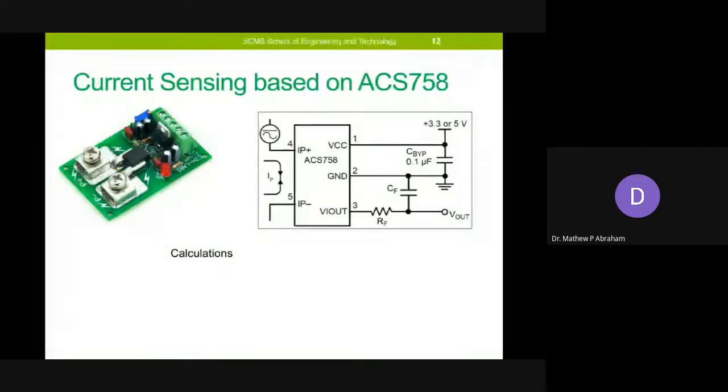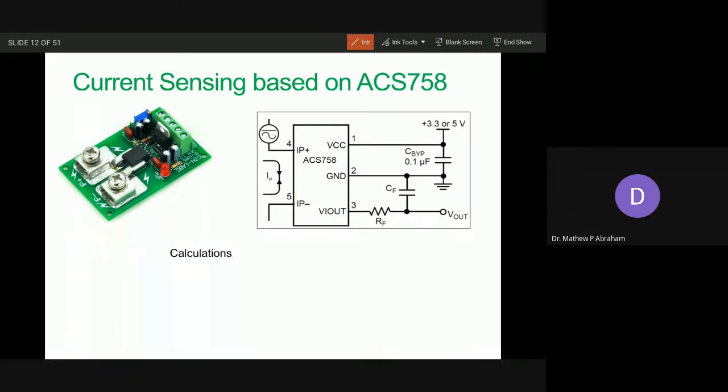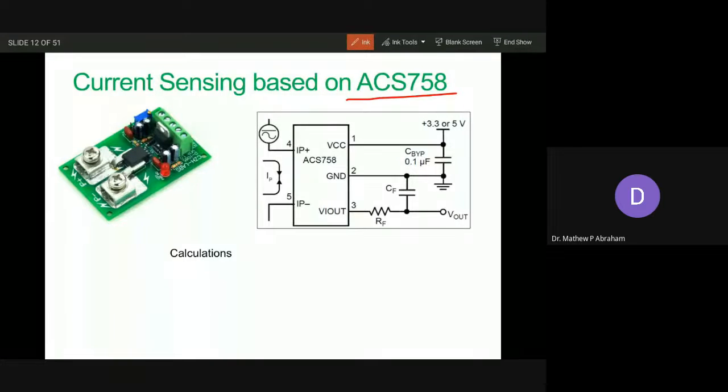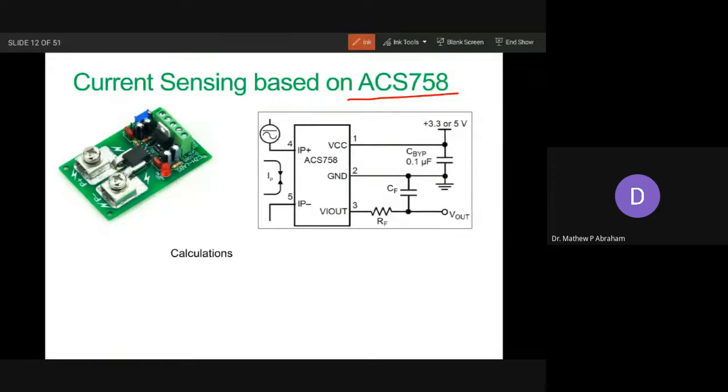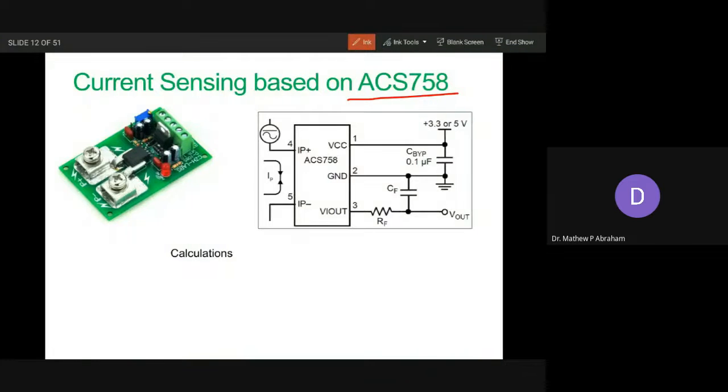As I told, in the case of DSP-based implementation, we need to create a shift in the current. So we need not provide a shift on our own. All the new generation current sensing boards, say the ACS758 board, come along with that shifting operation. So this is the typical board, and the AC current will be passed through this chip. At the output side, we get a level shifted current like this.